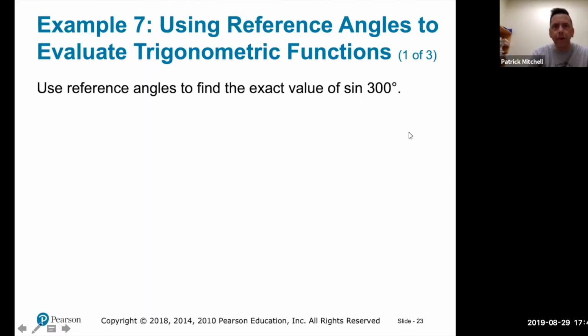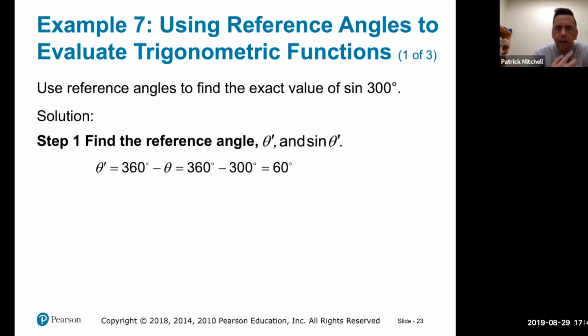Okay, the first example of using reference angles to evaluate trigonometric functions, we're going to find the exact value of sine 300 degrees. So remember, the first step is to find the reference angle for 300 degrees. 300 degrees is in quadrant 4, which means that the reference angle will be 60 degrees. So what that means is that the sine of 300 degrees is either equal to sine 60 degrees or negative sine 60 degrees.